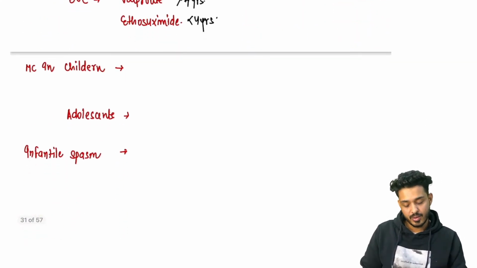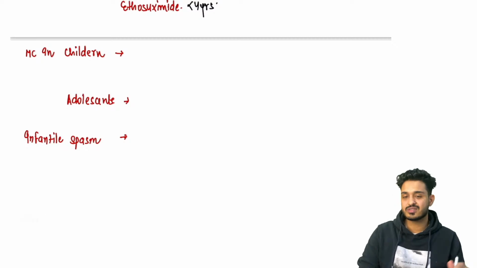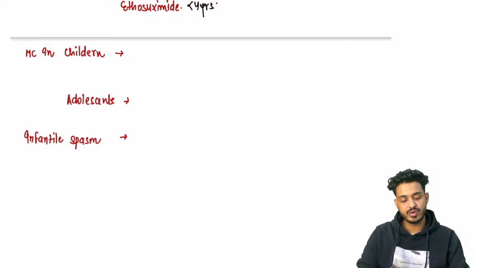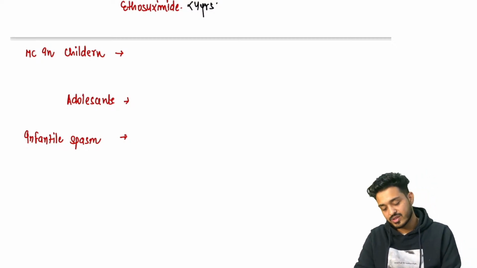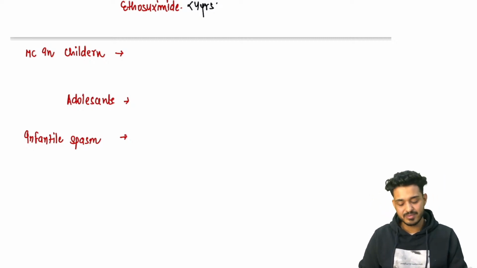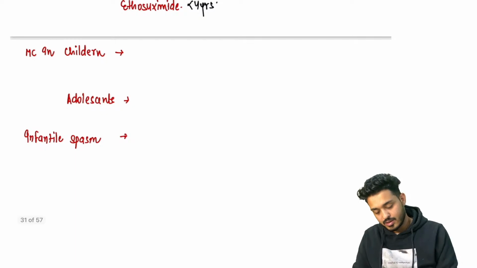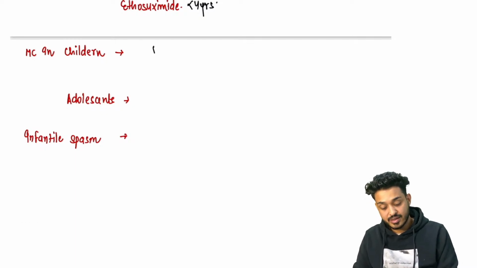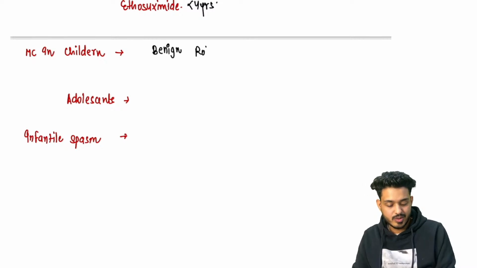Okay, next thing, most common in children. Just follow your main notes, whatever you are having, just follow that. Okay, what is the most common cause in children? What is the most common type of epilepsy in children? Most common type of epilepsy in children, that is going to be your benign Rolandic epilepsy.